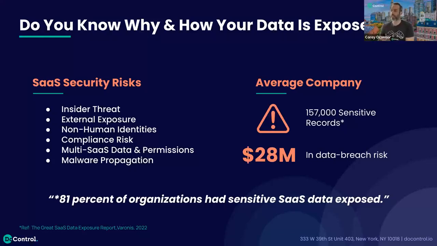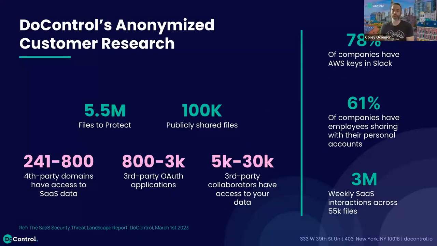When you look at the average amount of sensitive records for a standard organization, you've got 157,000 records. Average cost of a data breach in terms of these average companies is $28 million. 81% of organizations have had sensitive SaaS data that's overexposed. This comes from a Varonis report from last year. DoControl actually recently published a threat landscape report that is very much focused on SaaS security, and wanted to reference some of the compelling statistics from that report.